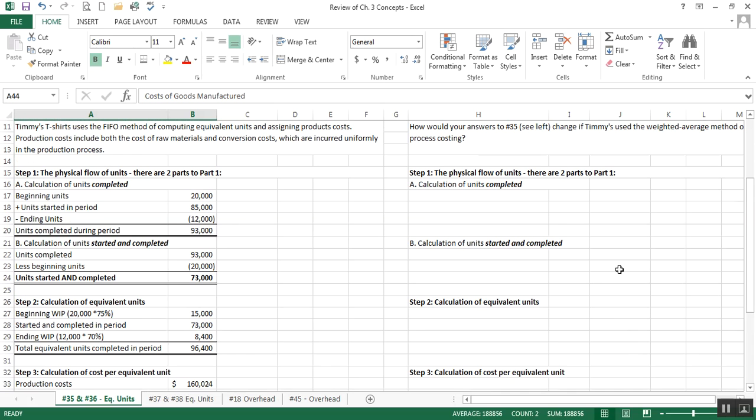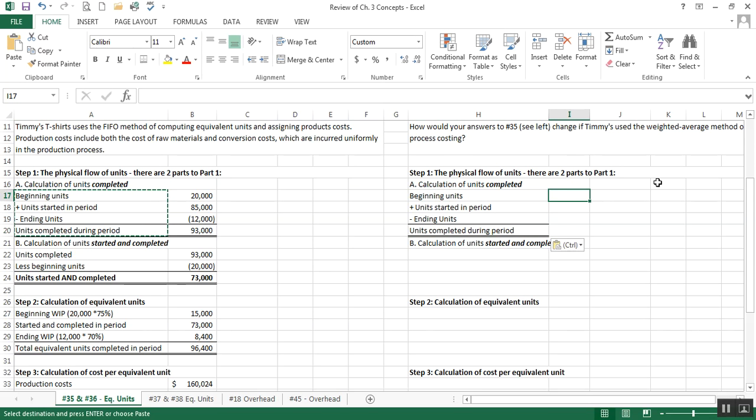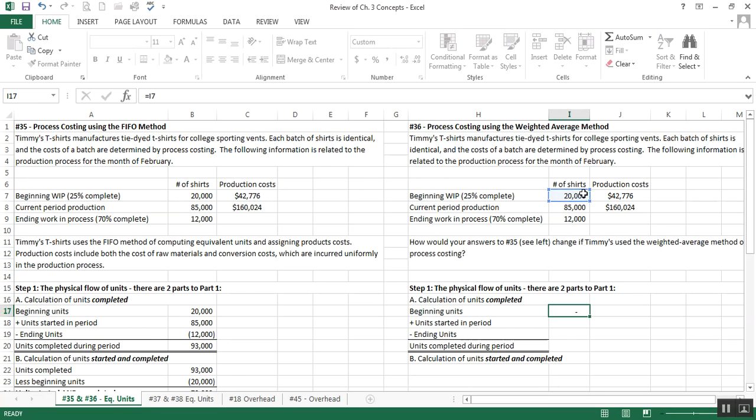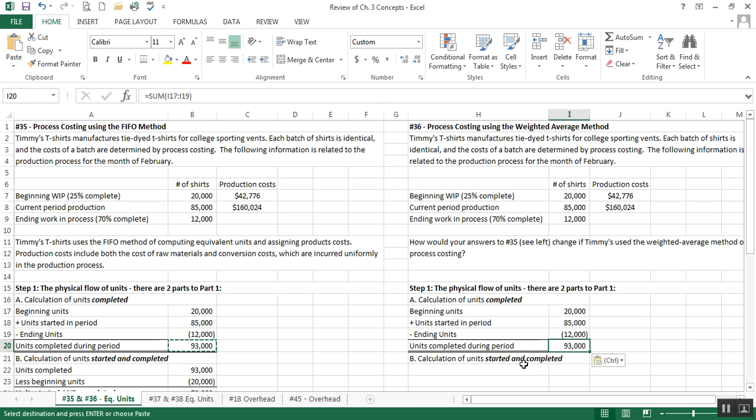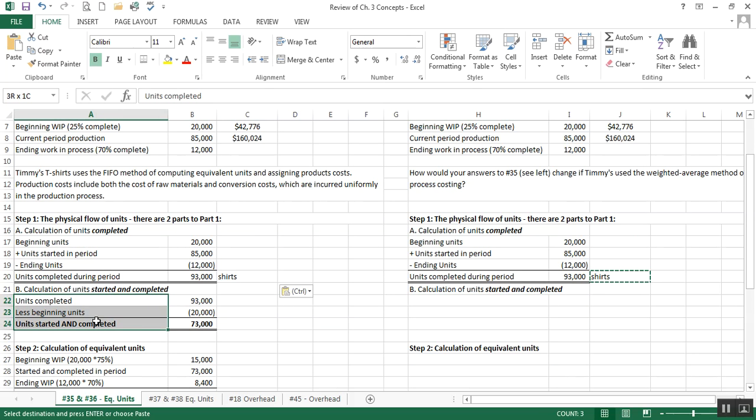Let's look at how this differs for the physical flow of units for weighted average. So it's the same exact process to start with. We're going to take our beginning units, 20,000, our current production of 85,000, and subtract our ending. So this will give us units completed during the period of 93,000. 93,000 shirts. These are shirts that we're talking about. Now here is where the two methods start to diverge.